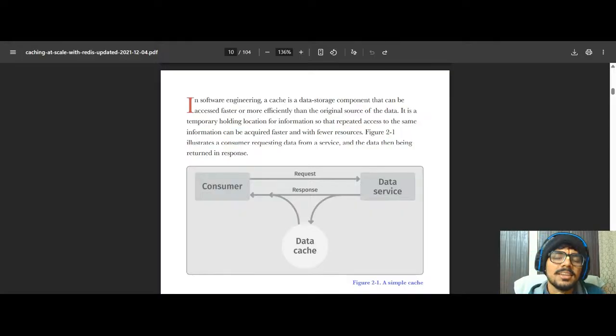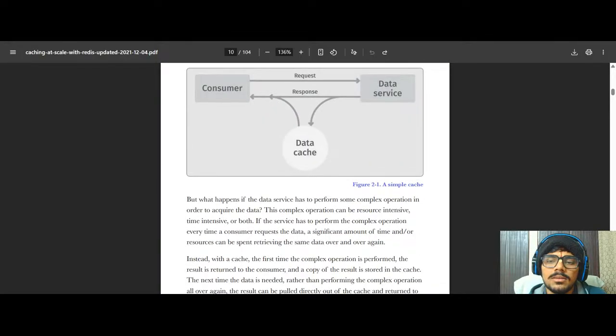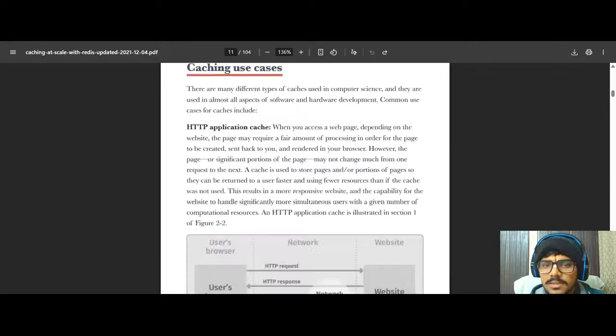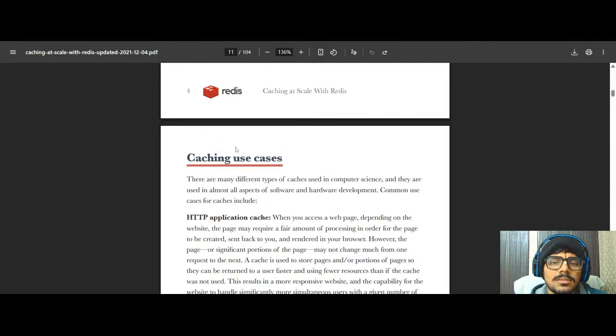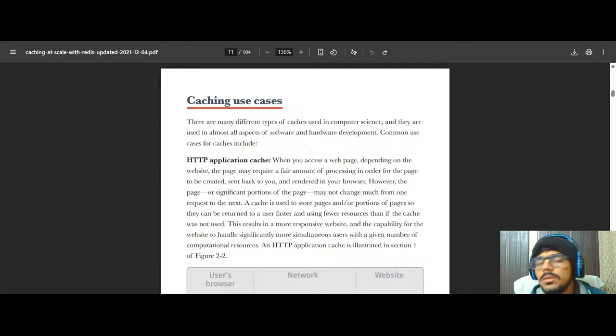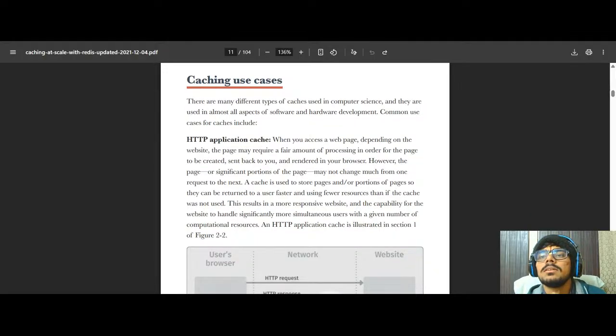And then performing the mathematical functions as well and going along with the whole data structure. You can just store some of the frequently used or frequently requested data in the cache memory itself. Here it is. The request has been sent, then the data service, data cache, and then it will be sent back to the consumer.